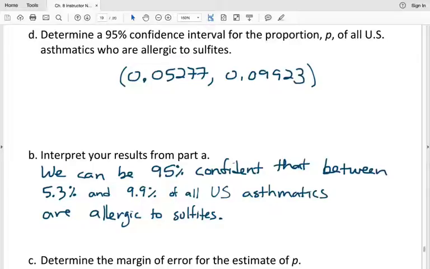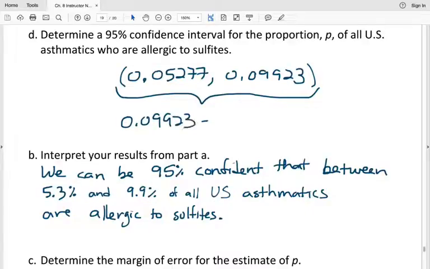And I'd just like to remind you that that margin of error is always one of two things. We can say it's either the distance from p hat to either one of these values on the interval, or we can just take half of the width of the confidence interval. And so to me, to answer part C, the easiest thing to do here would be to take 0.09923, the upper end here, subtract the lower end of our interval here, and then I want to divide that by 2 because remember this is the plus or minus.